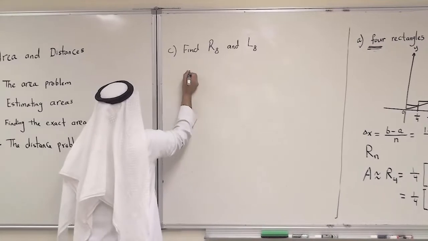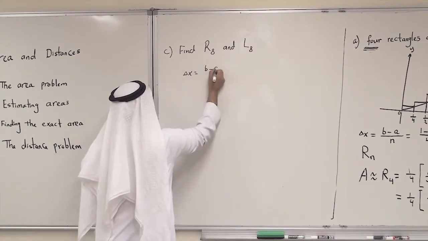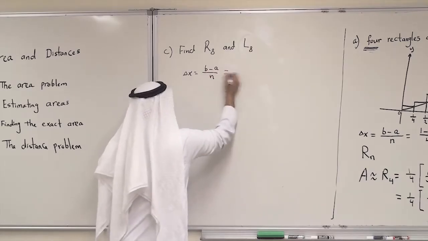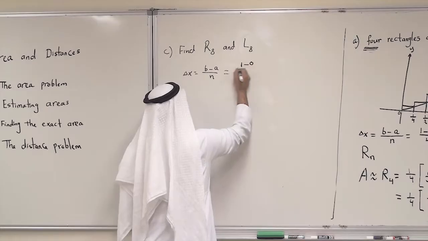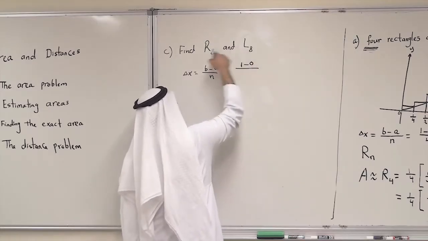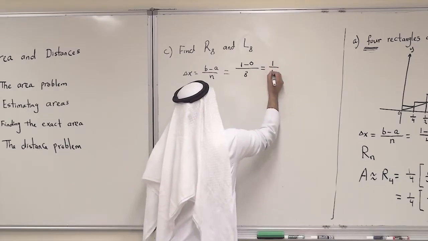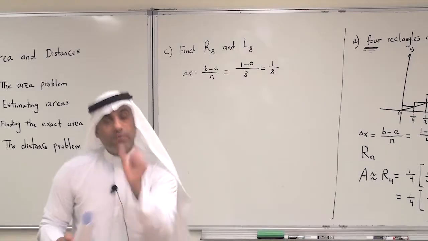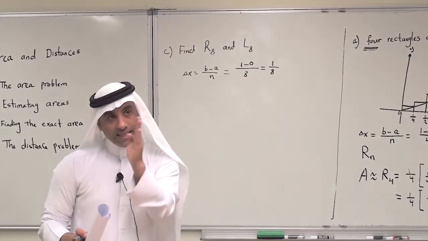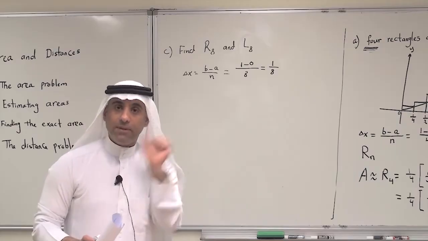In both of them, we need the width of the rectangle, delta x, which is equal to, as we said, (b minus a) divided by n. In this example, we have 1 minus 0, and the number of approximating rectangles is equal to 8, so the width of each rectangle is 1/8. That is the length of each subinterval. Don't forget, we are dividing the interval uniformly, I mean the same length for each subinterval.